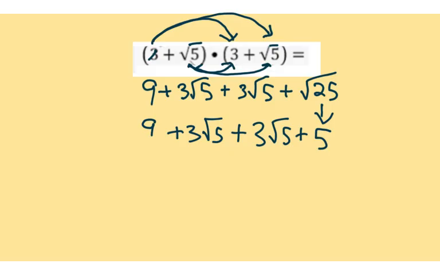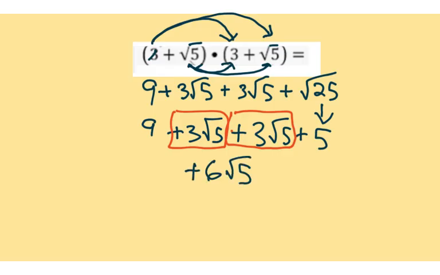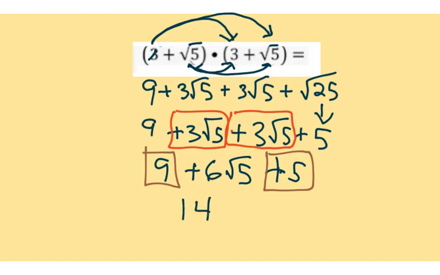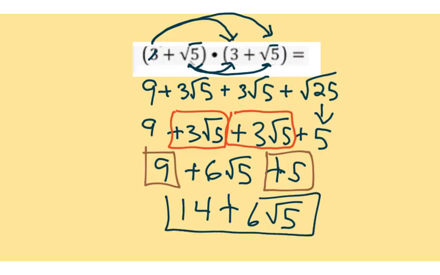Now I see I have a couple of like terms. I first have the radicals. They both look the same. I have positive 3 radical 5 plus positive 3 radical 5, and that's going to be a 6 radical 5, positive 1. And I bring down my other terms. And my next pair of like terms are the constants, 9 plus 5, and that's going to be 14 plus 6 radical 5. And that's all we could do. That's all you can do.